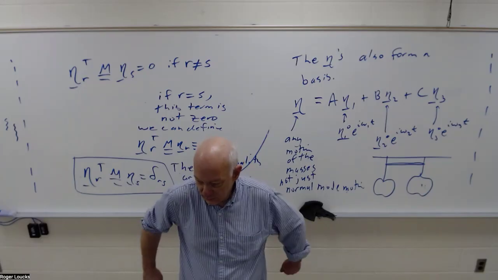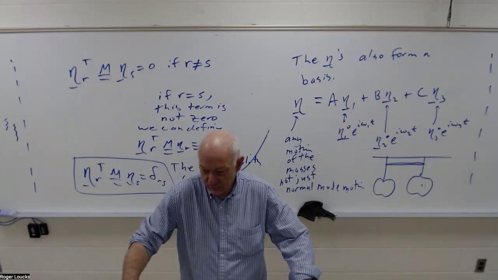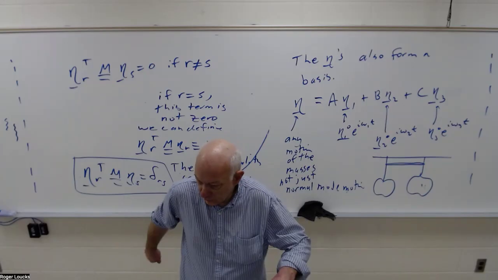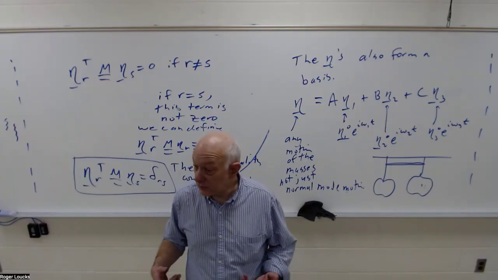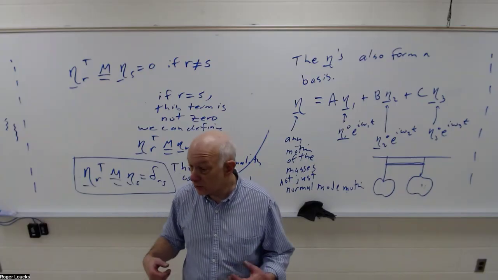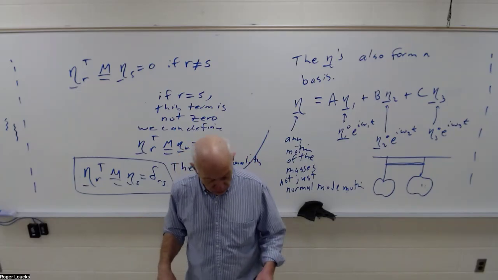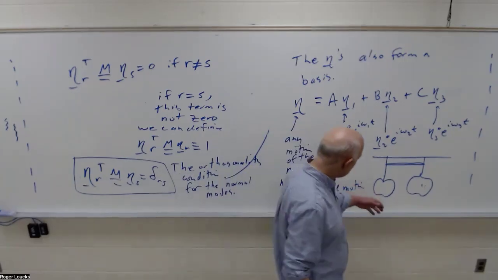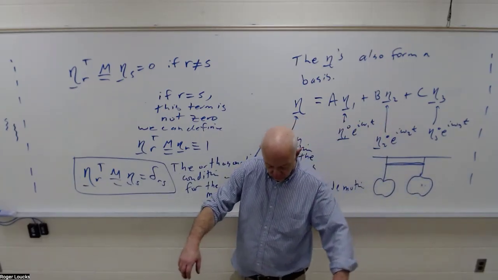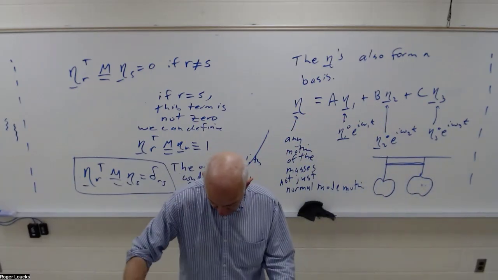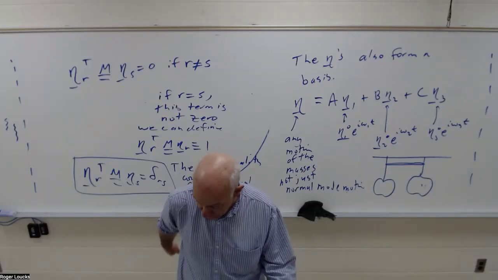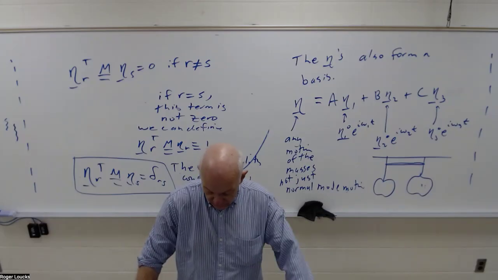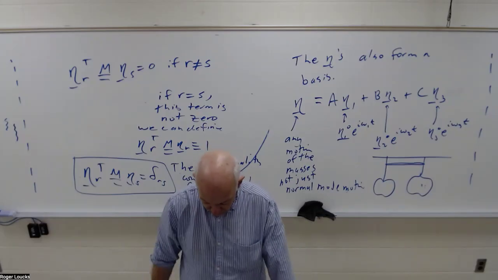You're going to have this one. What else do you have? Now you have this one. Those are going to be your normal frequencies, and they're going to form a basis, so I can write any other motion like this. I'm going to set up the system with these initial conditions: I'm going to grab hold of this apple and let this one swing like this. That's my initial condition. Then I'm going to let go of this one. What we're going to find is that we get this motion here.